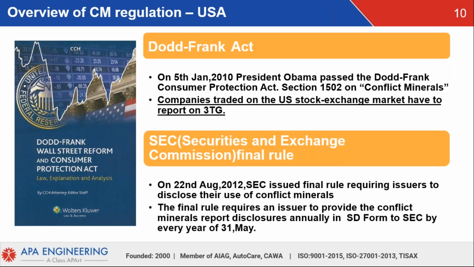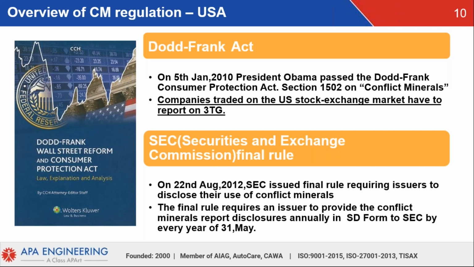So the US conflict minerals regulation is pretty old, almost 10 years old. On January 5th, 2010, the then President Obama passed the Dodd-Frank Consumer Protection Act, that is also called Section 1502 on the conflict minerals. The main target audience is the companies that are traded in the US stock exchange, and they have to report on the 3TG presence and reasonable country of origin.